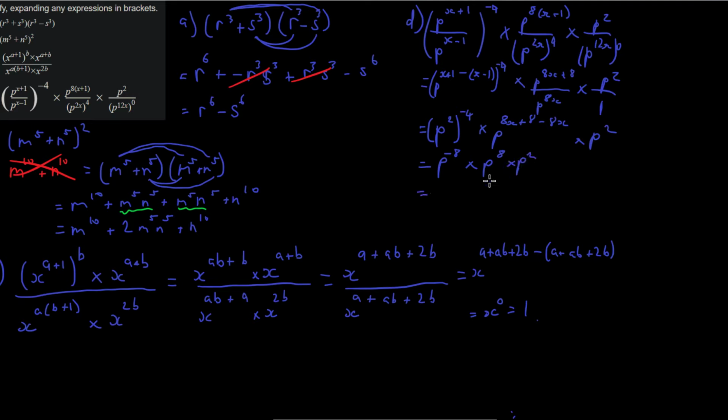Oh my goodness, really? The negative 8 and the positive 8, they'll cancel out. They'll be 0. We'll be left with p squared. That, very satisfying. I've had a great time with this question.